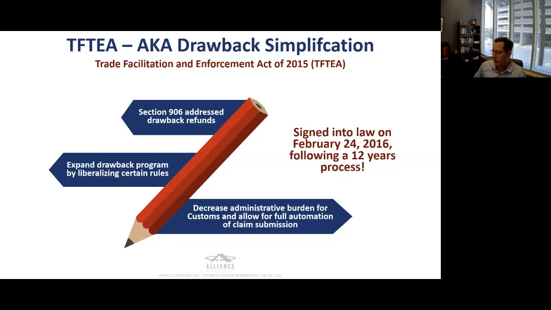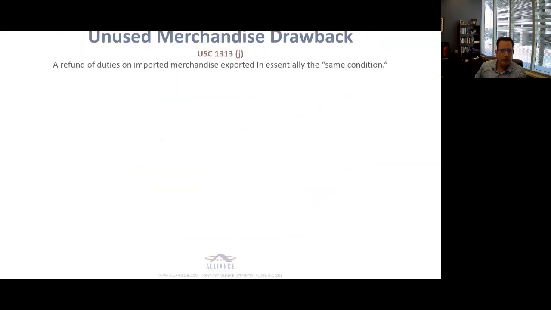It was initially termed drawback simplification. I would say we missed the mark there. We probably replaced certain complexities with a new set of complexities. But once again, there were some important provisions of the program that were significantly liberalized, thus placing more refunds on the table.